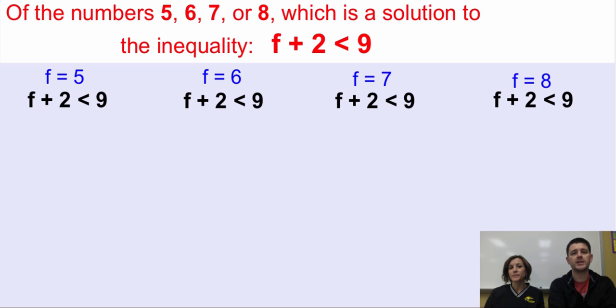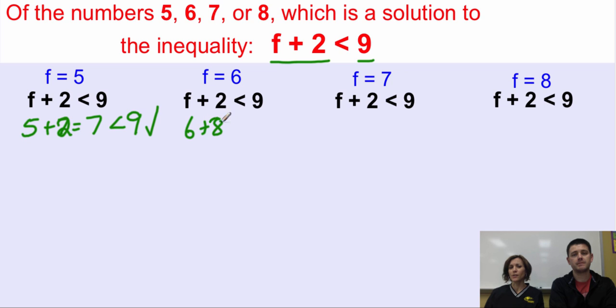All right, so now we're going to go ahead and see how we test a solution in an inequality. Of the numbers 5, 6, 7, and 8, which is a solution to the inequality f plus 2 is less than 9? So we're going to check to see if f could be 5, 6, 7, or 8. If f was 5, 5 plus 2 would give us 7. 7 is less than 9, so the answer 5 could work. If f was 6, 6 plus 2 is 8. 8 is less than 9, so 6 could work as well.